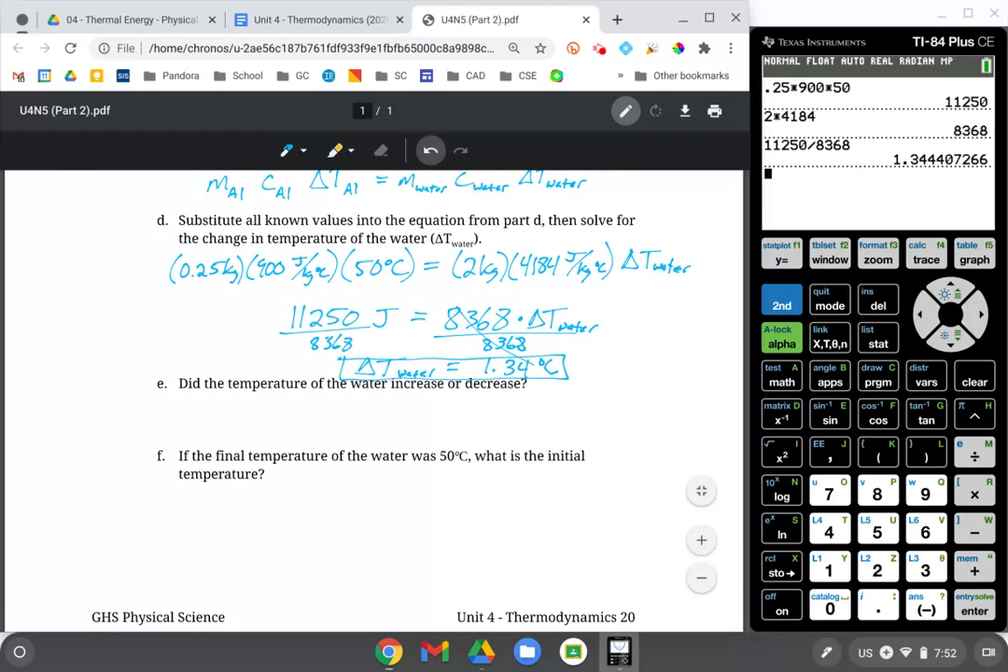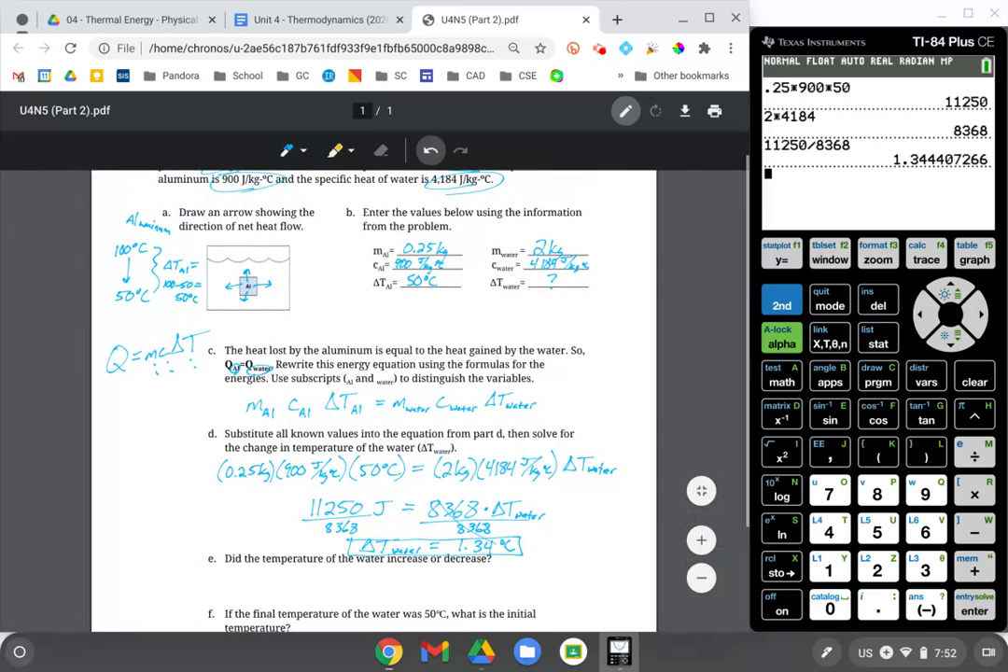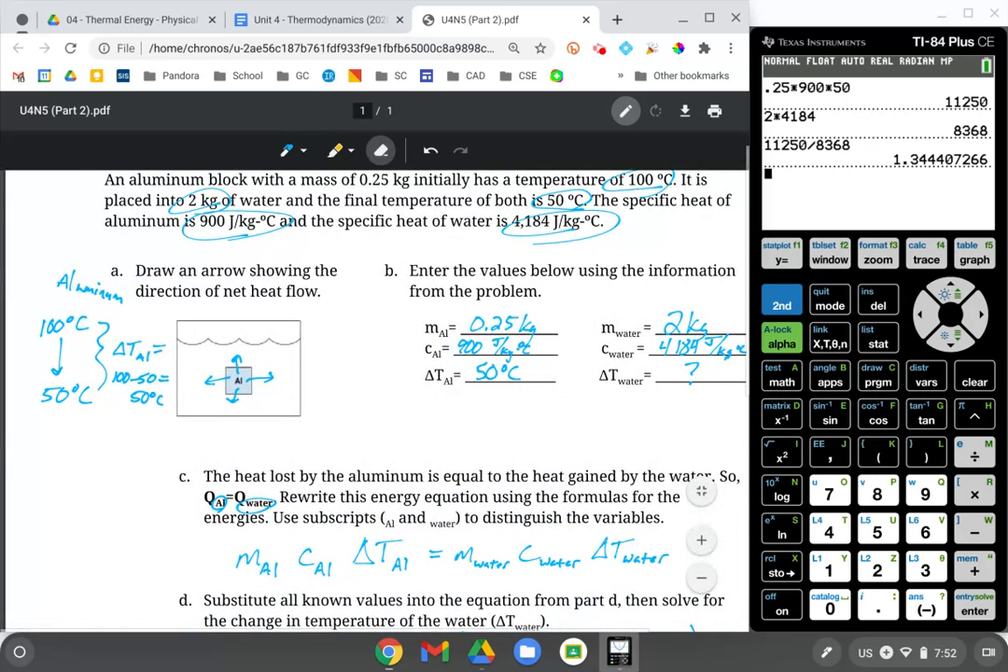So now we have to ask ourselves, did the temperature of the water increase or decrease? And that will be easier to answer if we look back up at our temperature diagram. So our temperature diagram is over here. It shows that the aluminum went down in temperature. Because of the way that heat transfer works, this ending temperature that both the water and the aluminum ended at has to be between the starting temperatures of both.